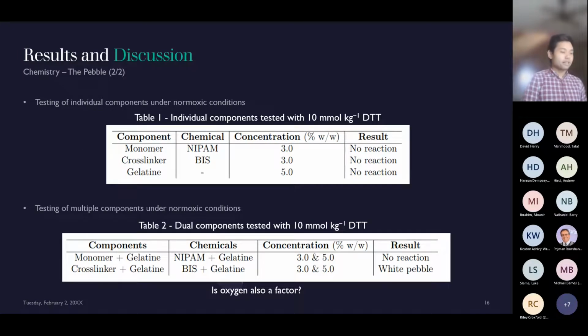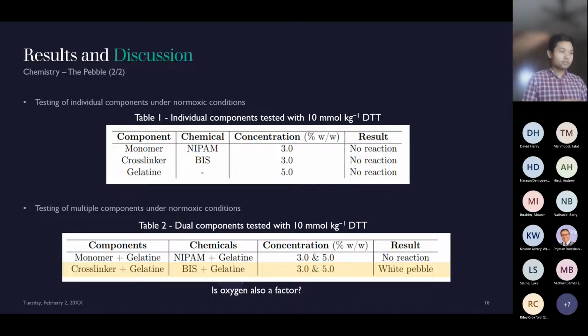Being curious as to why the pebble formed, I wanted to see what happens if I reacted the DDT with just the individual components. So I had the monomer, gelatin, and cross-linker, as you can see in table 1, but there was no reaction with any of them. Since that didn't occur, I wanted to see whether it's the two of them. So I tried the monomer and the gelatin, the cross-linking gelatin, but it turns out that if you put the cross-linker and the gelatin together, you get a white pebble that's formed. So, okay, that's interesting.